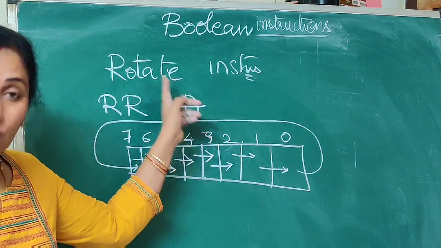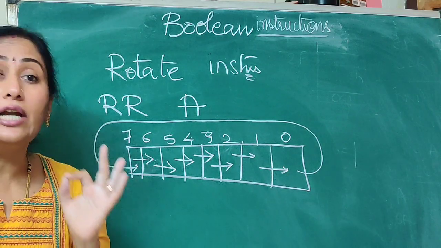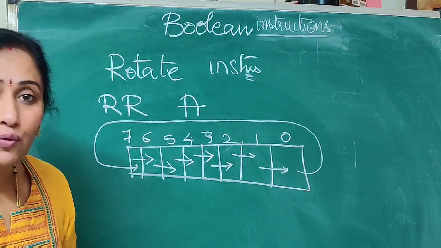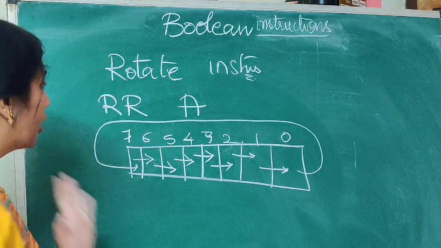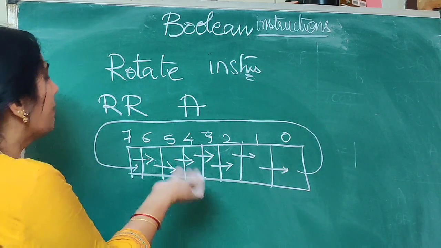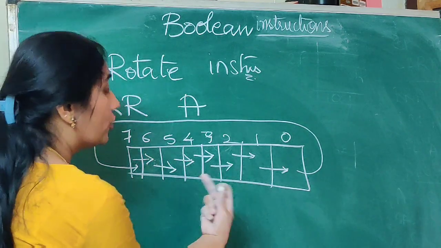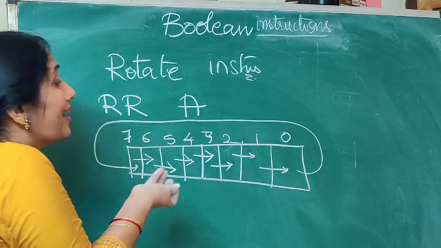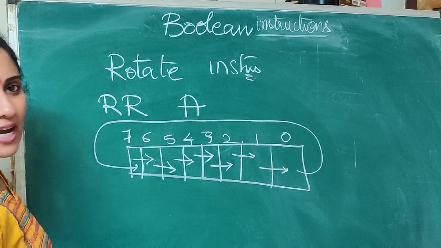See, these rotate instructions will work only on the contents of the accumulator. And this is 8-bit rotation, because what I am doing over here is I am rotating the content of the accumulator which is having 8 bits.